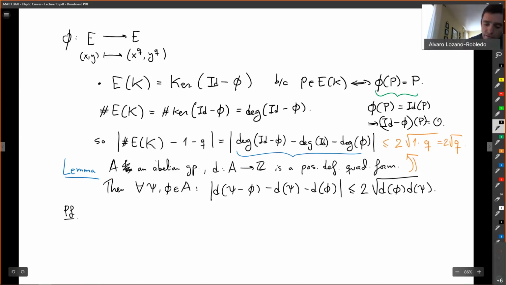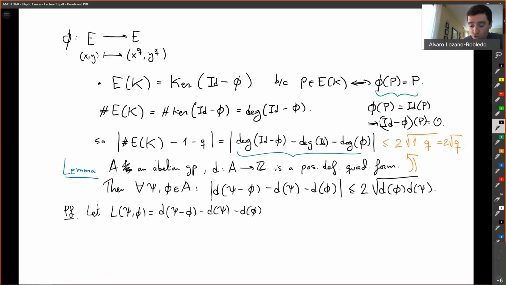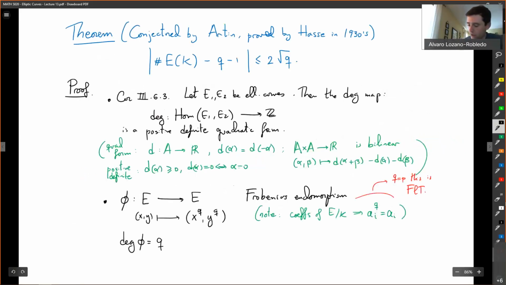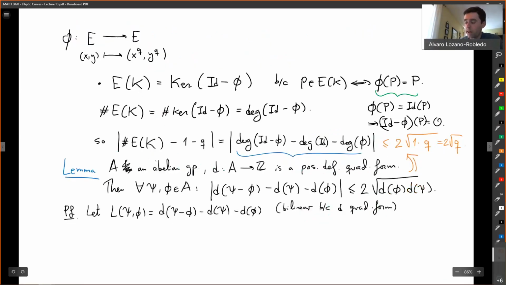So you let an auxiliary function L of psi and phi be this difference of the values of the quadratic form. Notice that this is bilinear because d is a quadratic form. That is, the form is bilinear by definition of a quadratic form. You see before, here it is. That's part of the definition of quadratic form; it has to be bilinear. Perfect. So this is bilinear.